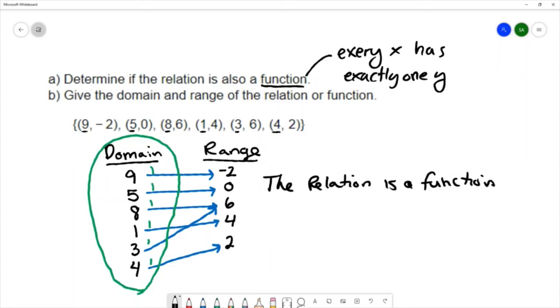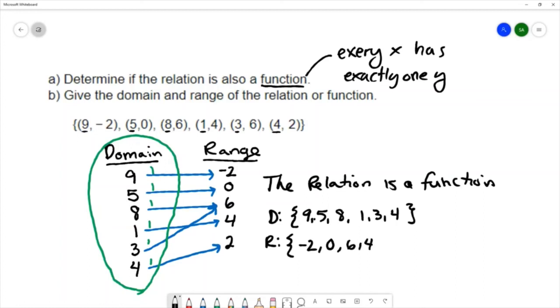And then we want to state the domain and range. So we're going to use our curly braces to list the items in the domain. That's 9, 5, 8, 1, 3, 4. We separate those items by commas. And for the range, we'll also use the curly braces. -2, 0, 6, 4. Remember, we don't write the 6 a second time. We just write it one time when you write it in the set. And we have our range.